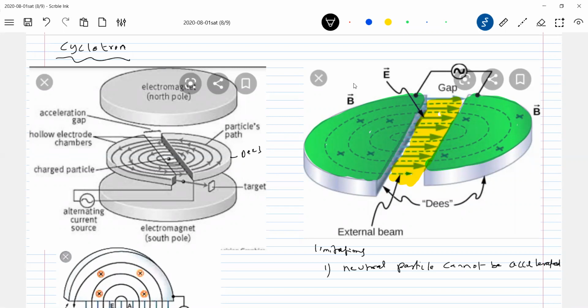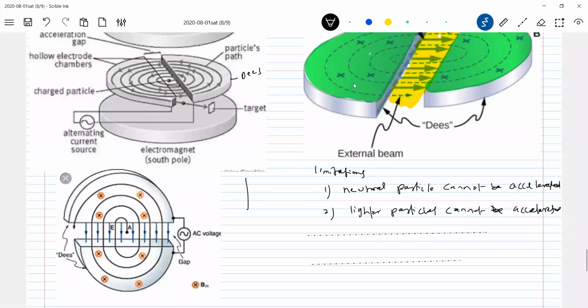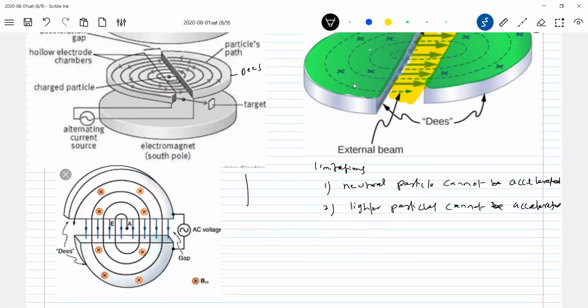Next again, if you take the lighter particles, they cannot be accelerated. Lighter particle examples are like electrons. Lighter particles are electrons. So any reason for that?